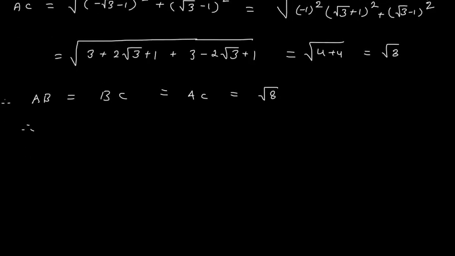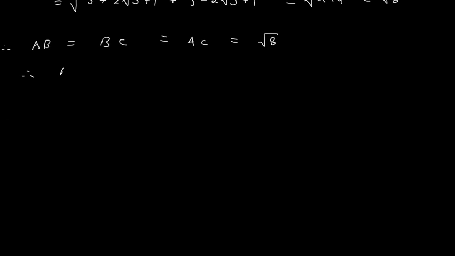Therefore we will say that triangle ABC is an equilateral triangle. Triangle ABC is an equilateral triangle, right? Fine.